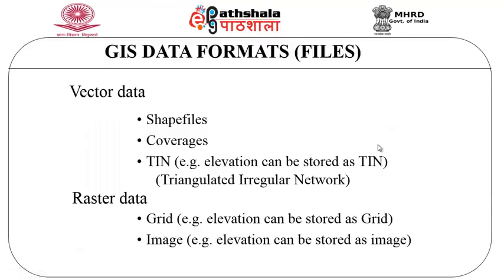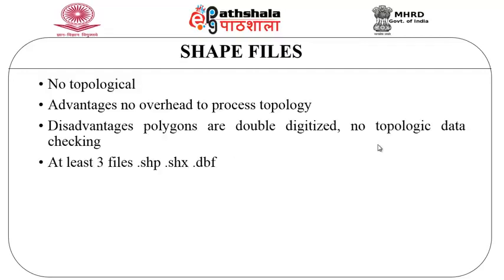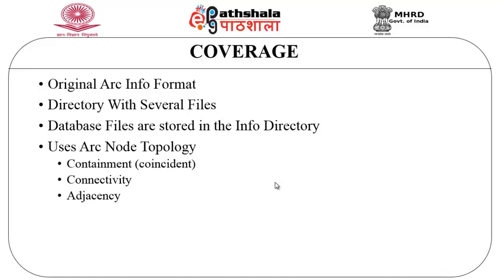There are various GIS data formats or file formats as such. The vector data are represented as shape files, coverages, and also as triangulated irregular networks, whereas raster data is represented in the form of grid files and image files. If you look at the shape files, there is no topological information. The advantage is no overhead to process the topology. The disadvantages are polygons are double digitized, there is no topological data checking, and there are at least 3 different types of files.